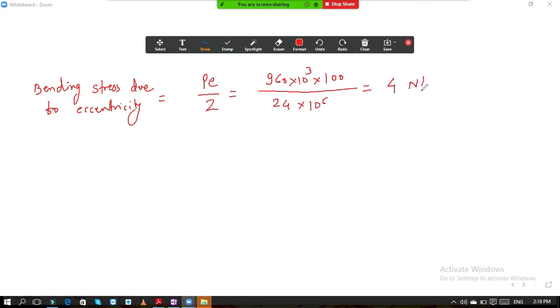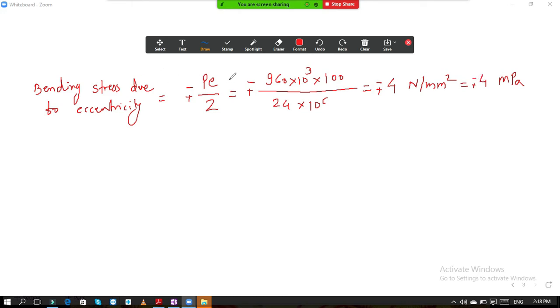This is the sign convention. So 4 Newton per mm square means what? It is 4 megapascal. Either you can write in megapascal or in Newton per mm square. Plus minus, you know that for the bending stress due to eccentricity, at top tension is there, at bottom compression is there. Okay, so it is minus plus. At top it is minus, at bottom it is plus.